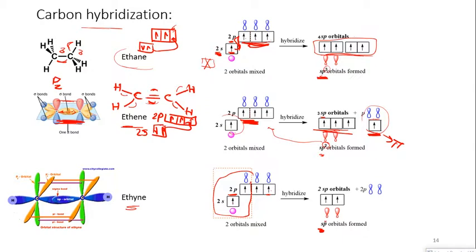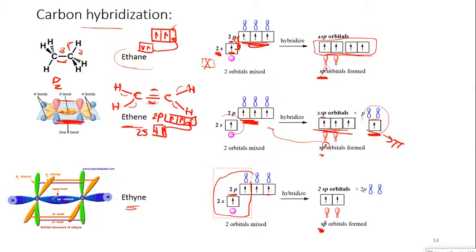sp orbital forming, and in that case I will have 2 empty p orbitals available to form the pi bond. So I will have the pz forming one of the pi bonds, and the py forming the last pi bond. 3 sigma bonds, and I have 2 pi bonds.